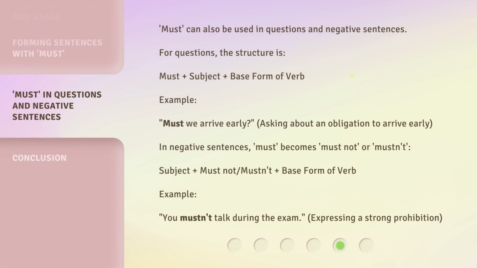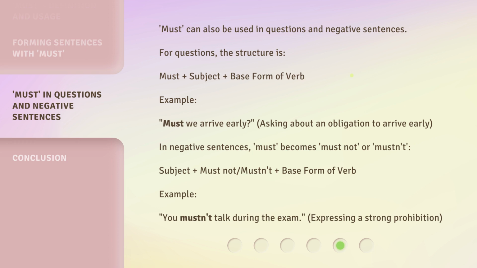Must can also be used in questions and negative sentences. For questions, the structure is must plus subject plus base form of verb. Example, must we arrive early? Asking about an obligation to arrive early.